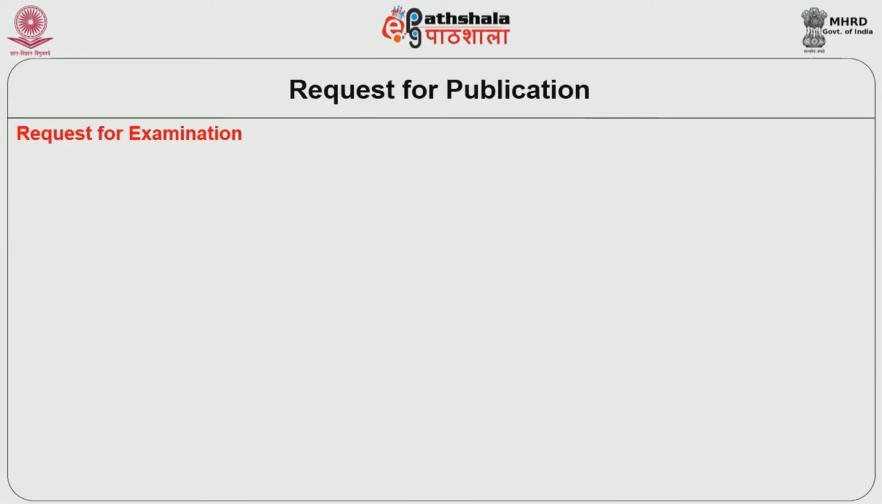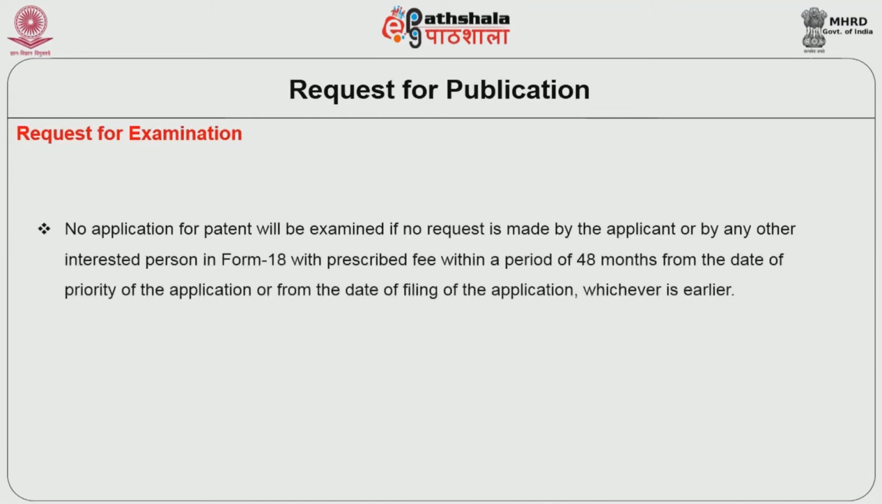The request for examination. You have filed the application, you have made a request for publication. Suppose you want it examined, then what do you have to do? You have to use form number 18. Automatically, any patent application will not be examined. So you have to give the request for examination in form number 18. It should be within a period of 48 months from the date of priority application.